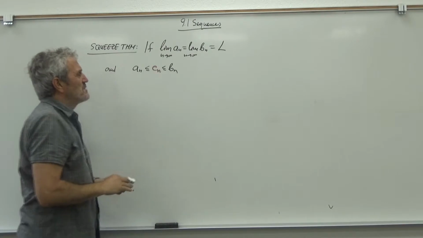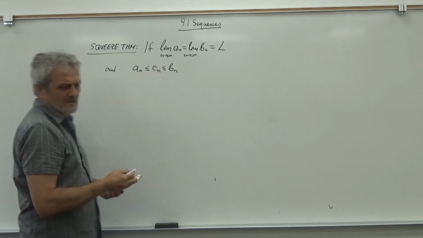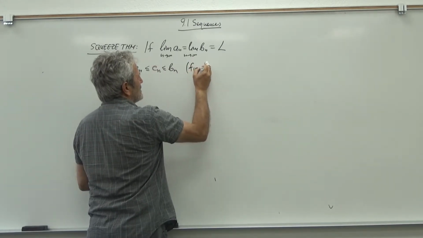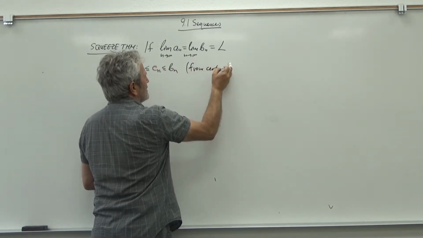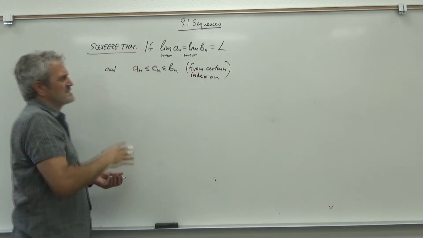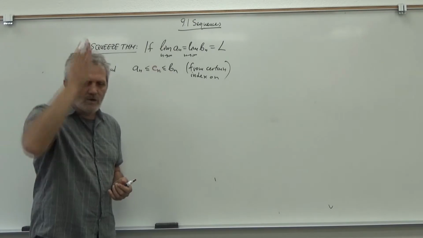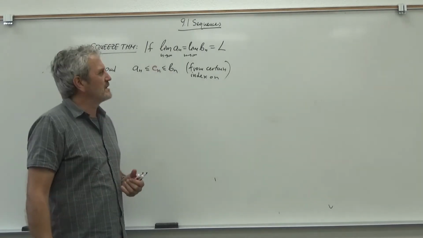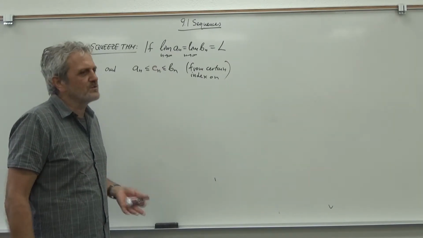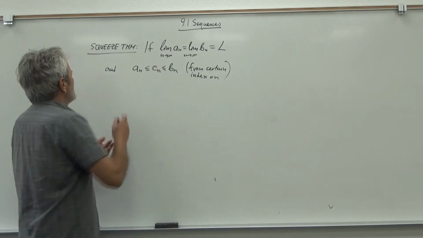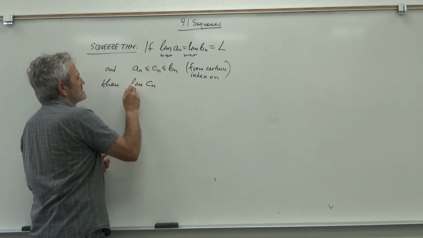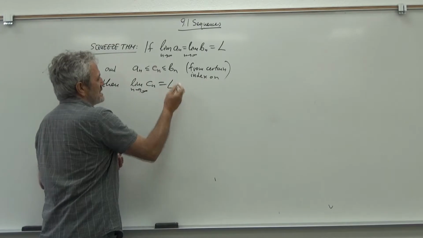c_n is between them. Maybe not for every n, but from a certain index on. So that means maybe the first 5, 6 might fail these inequalities, but once you start, you want to have it for the rest of the n's. Starting from 10, starting from 20, whatever it is, then c_n has no choice because it's squeezed between those two and must follow the same limit.